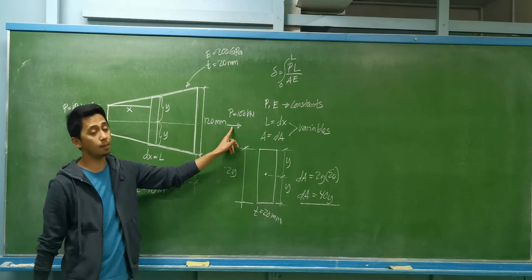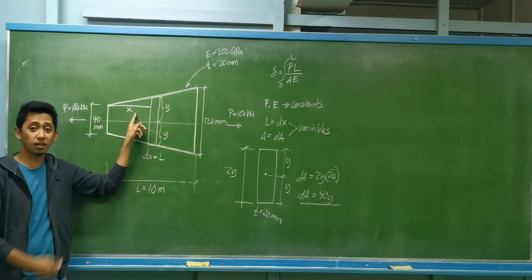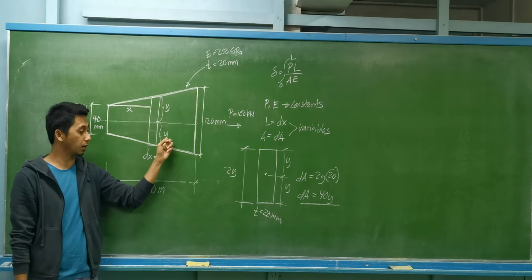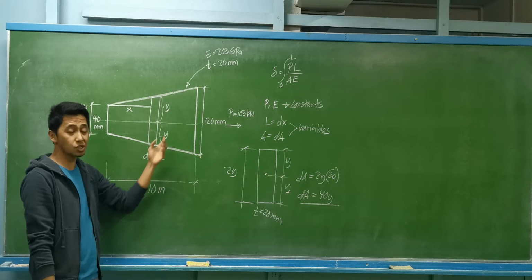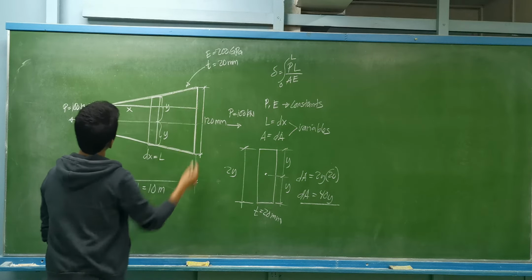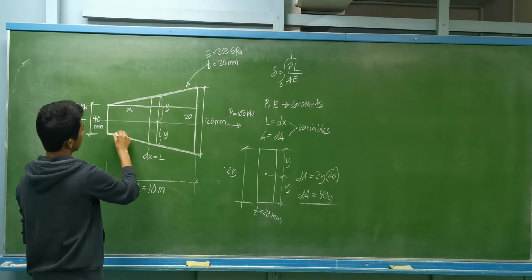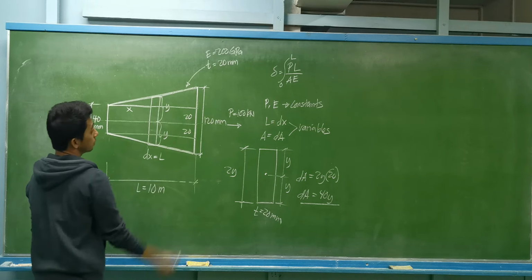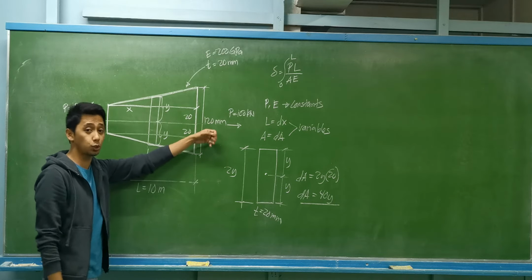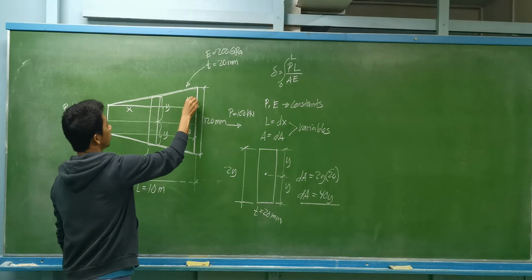But as you can see, the applied force is horizontal, along x. The deformation will be along x. So we need to express the value of y in terms of x. So let us look for triangles. If we extend this line, we know this dimension, this is 40 mm, which means this is 20. This is also 20 millimeters. This is 120 mm, so 120 divided by 2 is 60. 60 minus 20, we have a height of 40 mm.